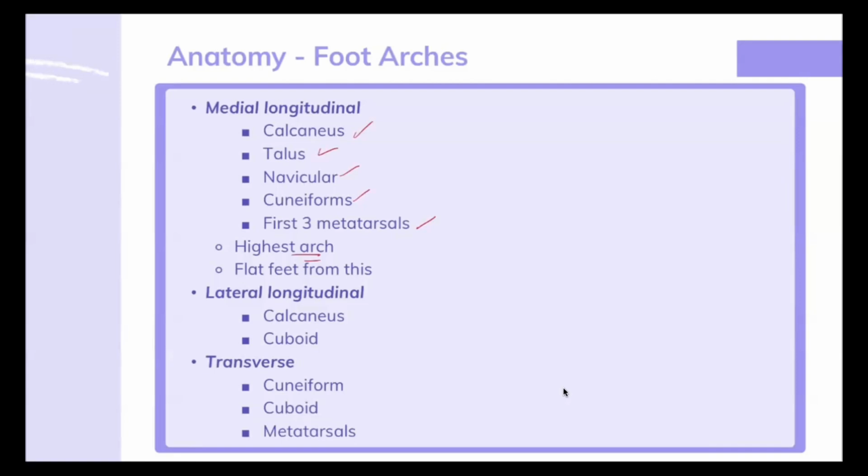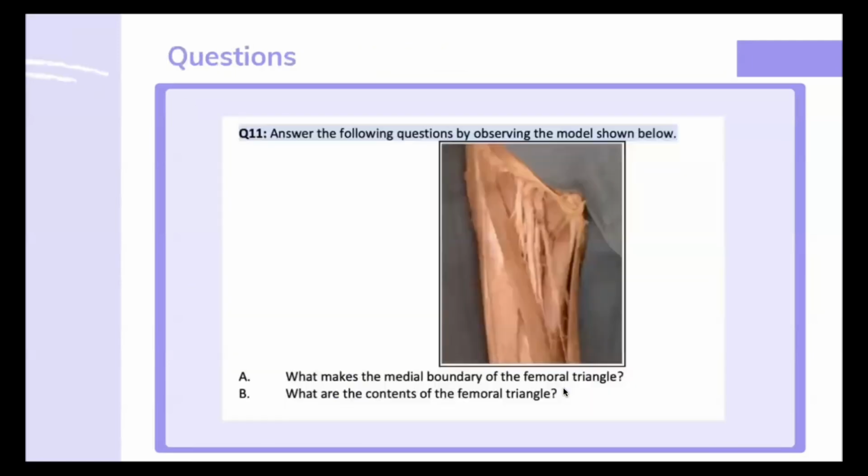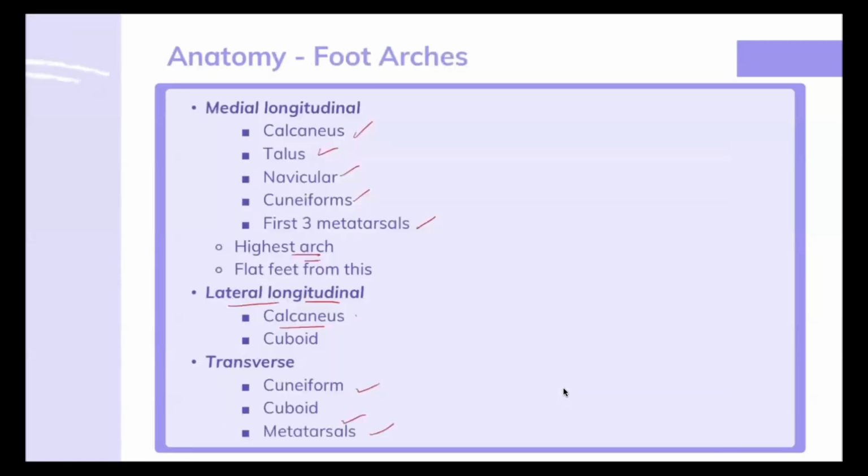Then you have the lateral longitudinal arch, which is made of the calcaneus and the cuboid. Again, these are the more laterally lying bones, so it makes sense. Lastly, you have the transverse arch, which is made from the cuneiforms, the cuboids, and the metatarsals. And okay, that much covers all the topics for this OSPE review. And now we'll come into the questions.